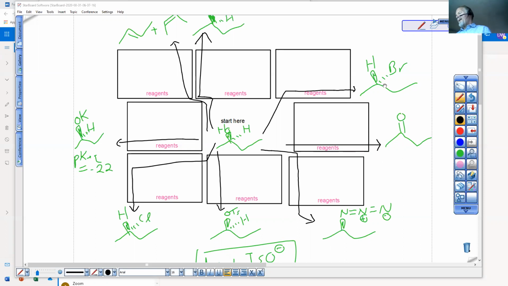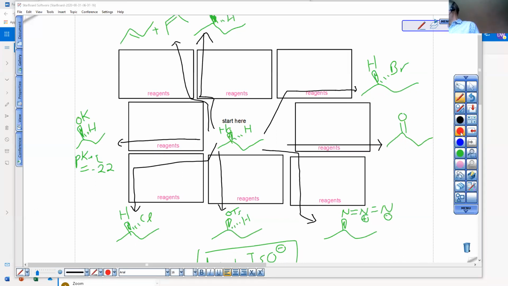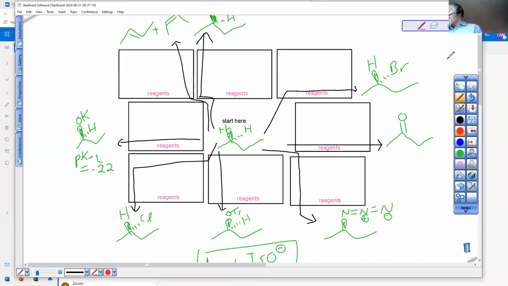So a more reliable method is one where carbocations will not be generated. That is PBr3. What section can you find PBr3 in? 10.4b. Please review that.